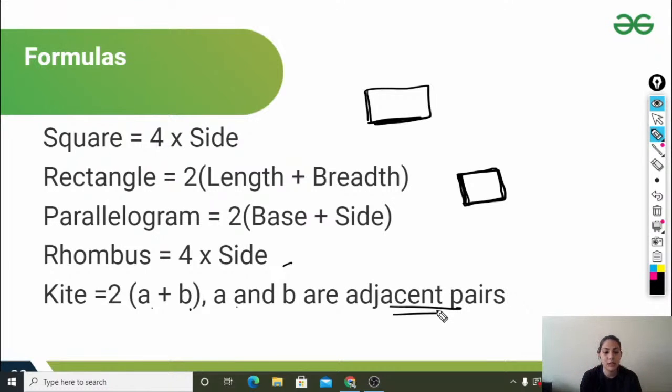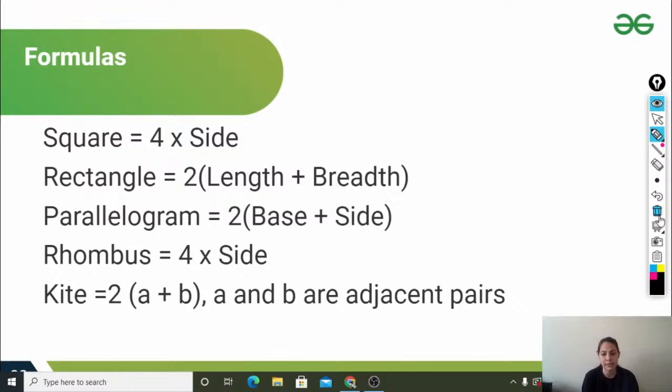So these are the formulas of perimeter and area. You can note them down and solve questions based on this. And also, if you want me to pick out some questions, you can let me know in the comments. I'll see if it's possible. We can do it in the next session.